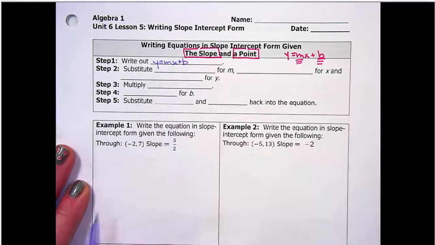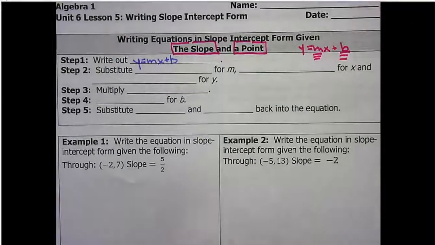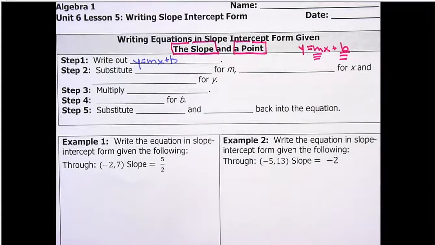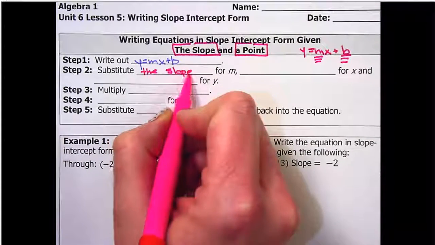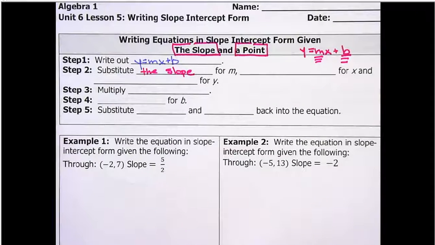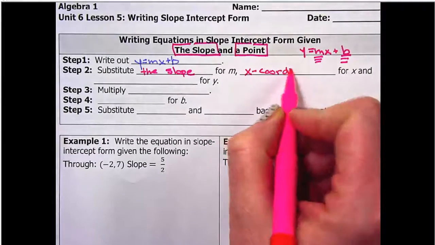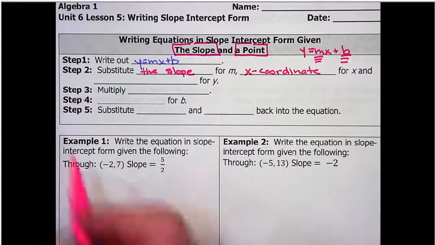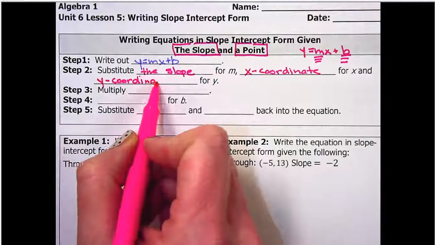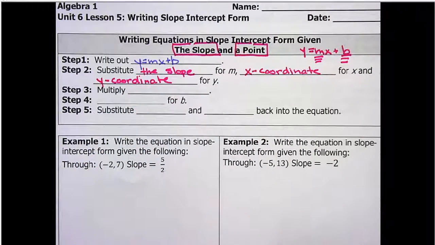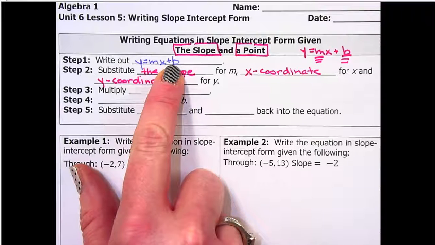So slope-intercept form. Let me zoom in a little bit here, because we are going to do some substitutions. After I write out y equals mx plus b, I'm going to substitute the slope in for m. We have learned that the slope is represented by the letter m. We're going to substitute the x-coordinate of the point that's given to us in for x. And then we are going to substitute the y-coordinate of the point that's given to us for y. Okay? After we do that, we're substituting a number in for y, a number in for m, a number in for x. B will be our only unknown.